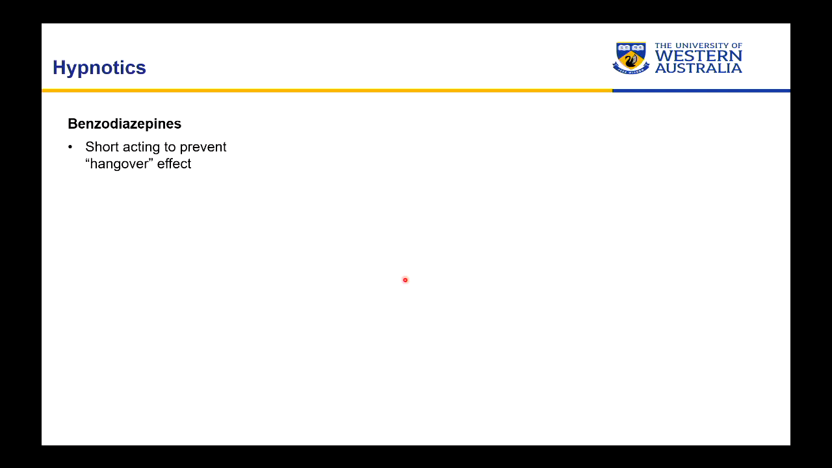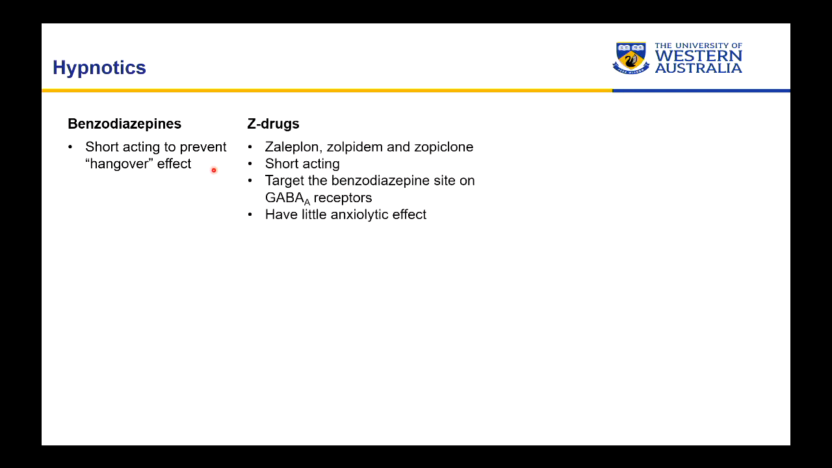In hypnotics, just like there are a lot of classes of benzodiazepines, there are a lot of different drugs and classes of hypnotics as well. So benzodiazepines can have a hypnotic effect, but it's more of a short-acting effect. Some other class of hypnotics are Z drugs. Again, these are short-acting. They work on the GABA-A receptors as well. They have little anxiolytic effects, but they have a stronger hypnotic effect.